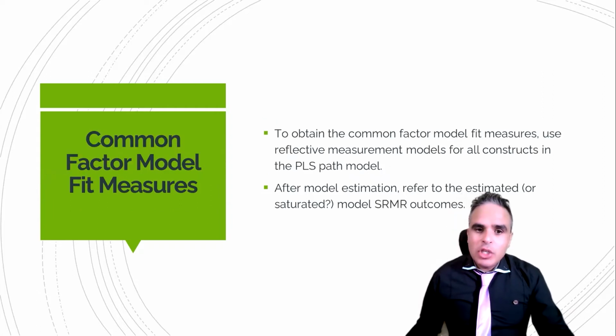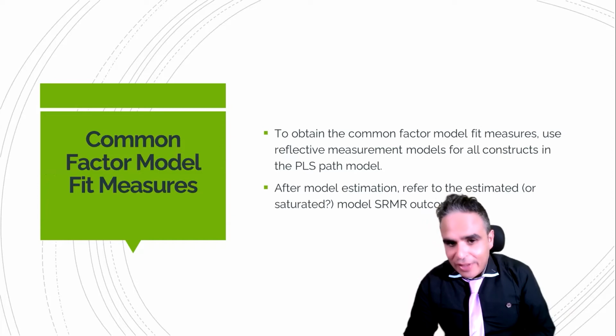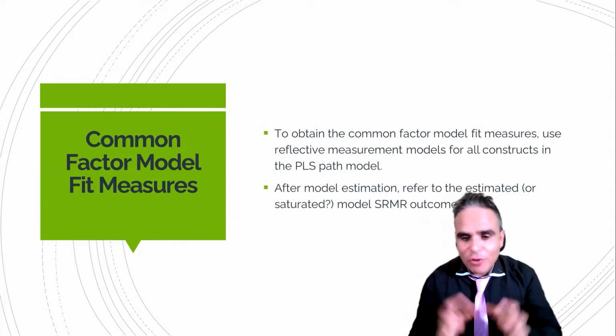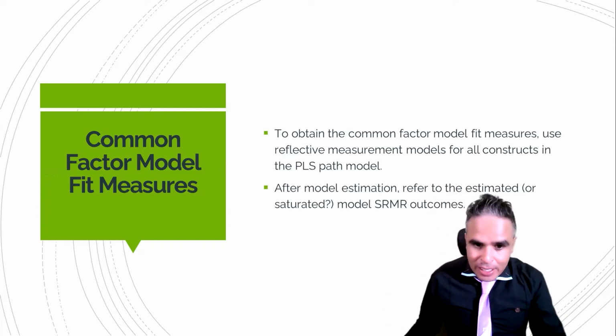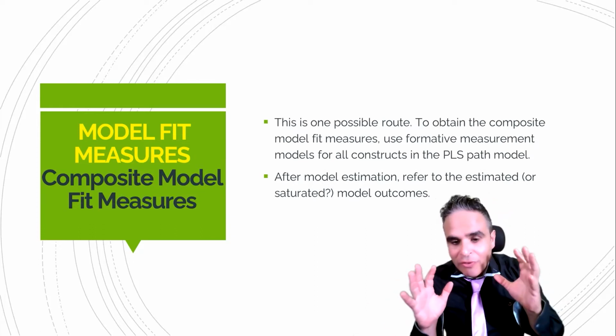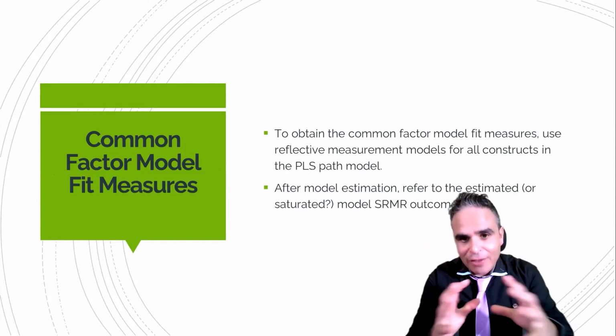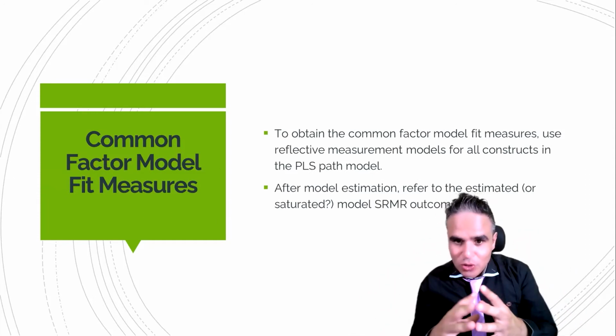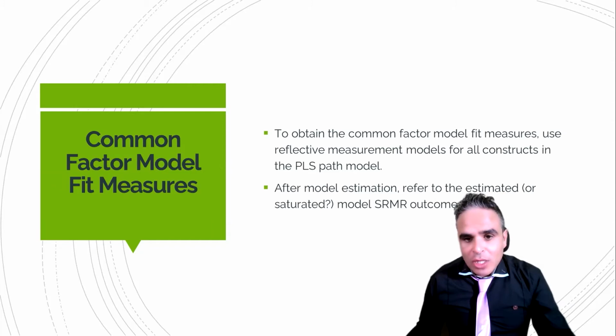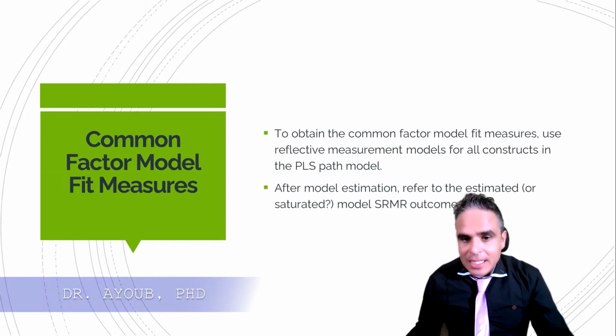The second model fit measure here is the common factor model fit measure. To obtain it, we have to use reflective measurement models. In the other one, we had to use the formative measurement model. In this one, we use reflective measurement models for all constructs, okay? And after model estimation, we refer to the estimated or saturated model SRMR outcome, okay?